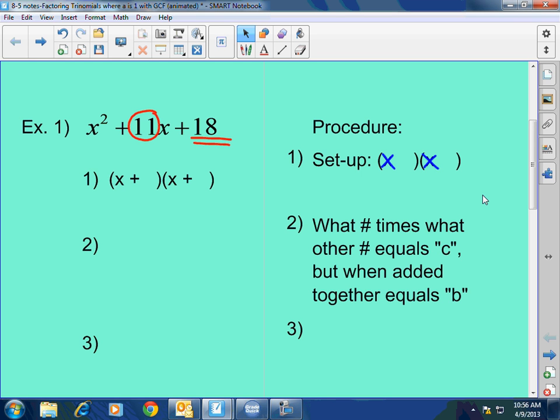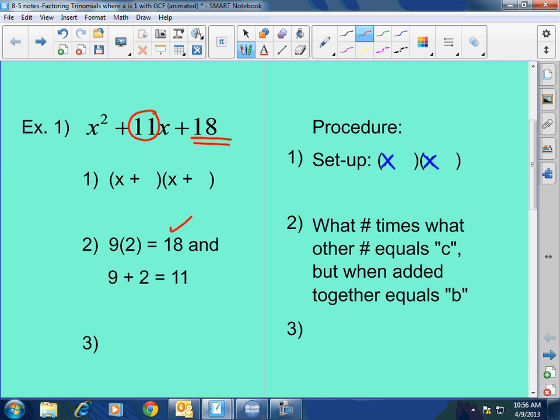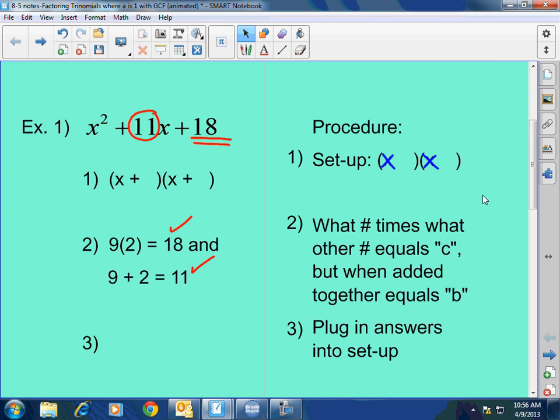9 times 2, very good. So 9 times 2 equals 18. That's my C value, check. And 9 plus 2 equals 11, which is my B value, check. I'm done. Step 3, plug in the answers into the setup, and you're done.